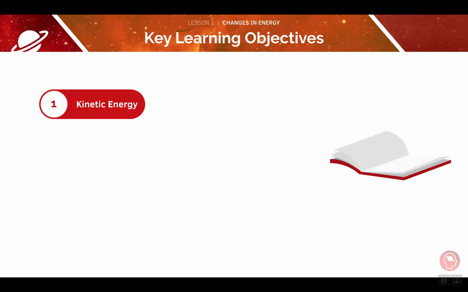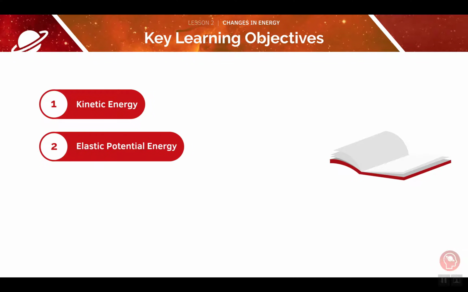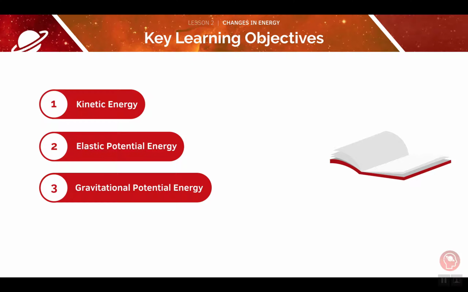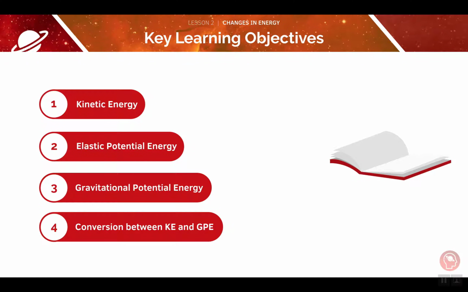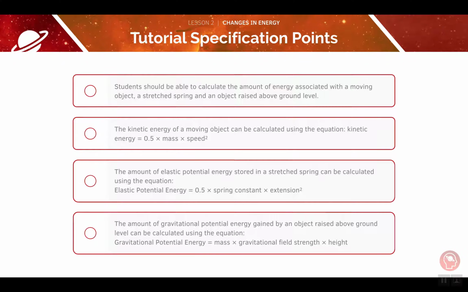In this session, we'll again be covering various learning objectives. We'll start off by looking at kinetic energy, move on to elastic potential energy and gravitational potential energy, and finally we'll cover the conversion between kinetic energy and gravitational potential energy. Again, here are the specification points for this session. We'll go through them individually, but it's a good idea to have a quick read through them before we begin.